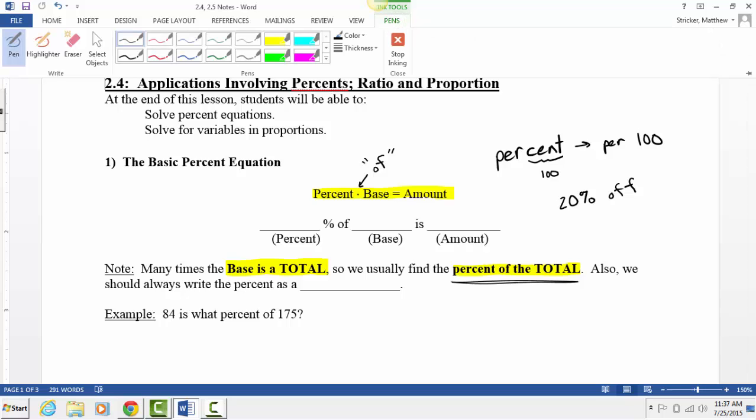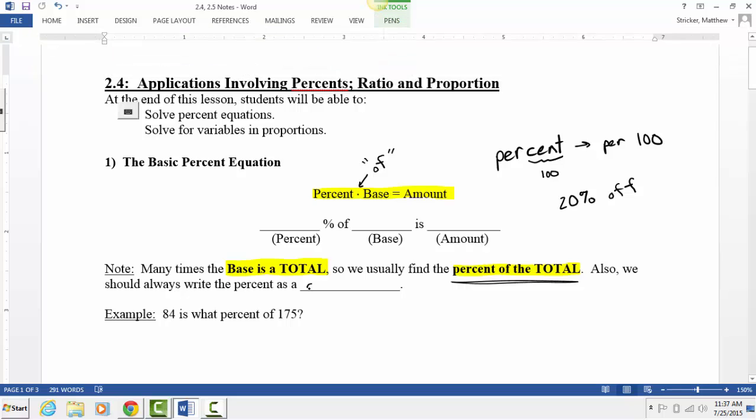And then one last thing with the percent equations, we should always write the percent as a decimal value. Remember, we did this a few sections ago. When you're writing a percent as a decimal, you just move it over 2 places. So, for example, 84% equals 0.84. We move that decimal place 2 places, so it would be in front of the 8.